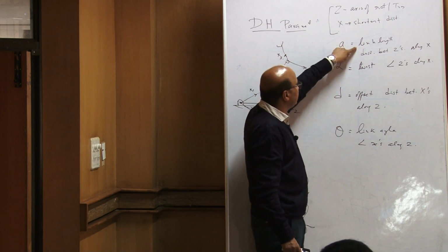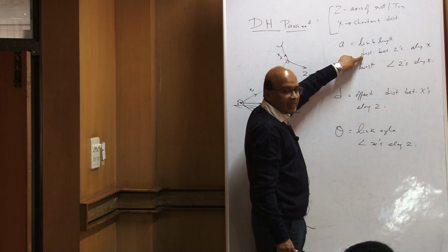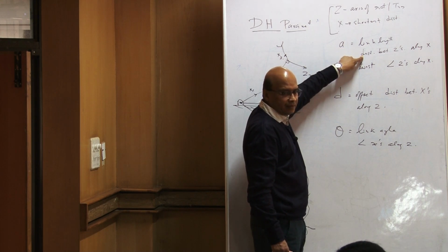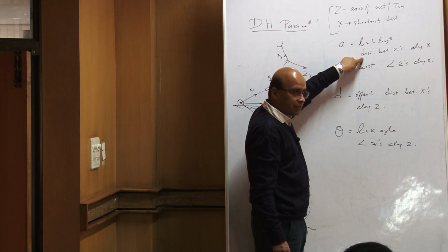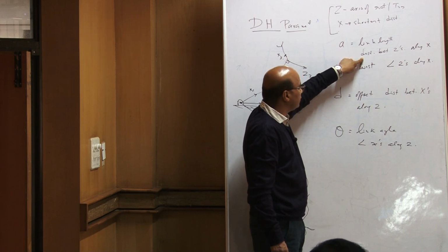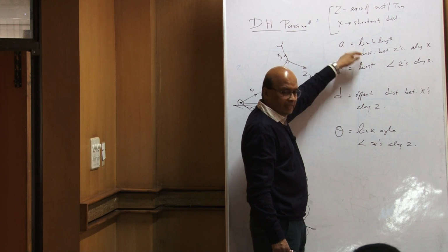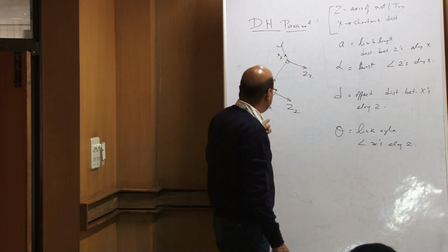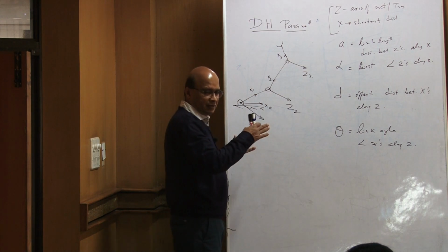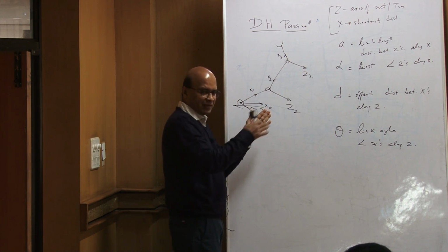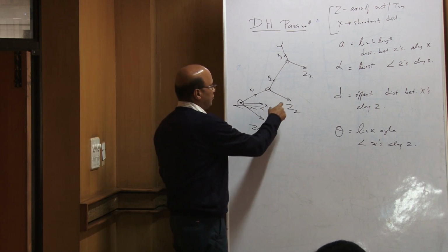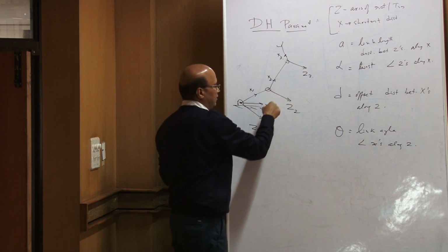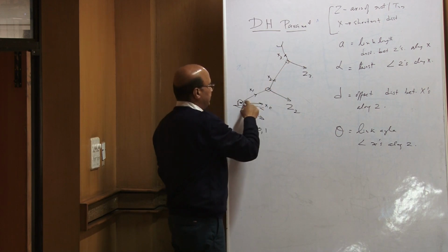A is the link length between the z axes. In that case, they were not parallel, so first you have to make them parallel, then you can find a distance. But in this case, z0, z1, z2, z3 are all parallel. So the distance A will be just this length and this length.